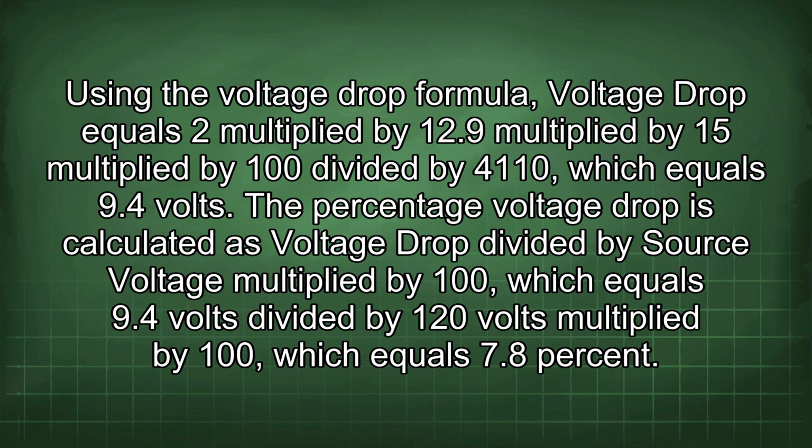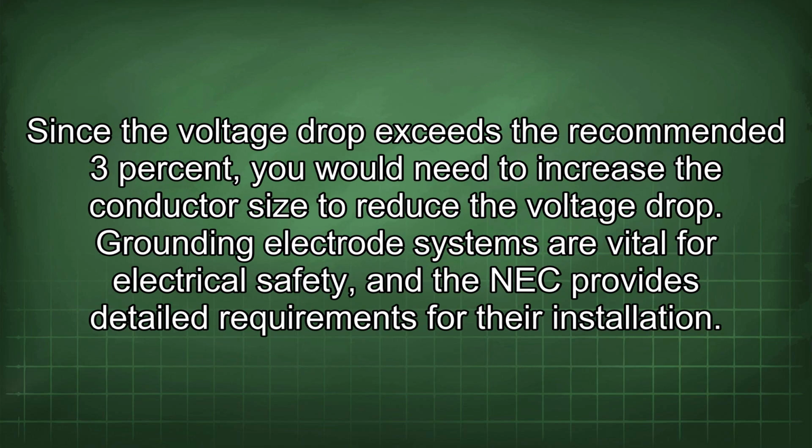The percentage voltage drop is calculated as voltage drop divided by source voltage multiplied by 100, which equals 9.4 volts divided by 120 volts multiplied by 100, which equals 7.8%. Since the voltage drop exceeds the recommended 3%, you would need to increase the conductor size to reduce the voltage drop. Grounding electrode systems are vital for electrical safety, and the NEC provides detailed requirements for their installation.